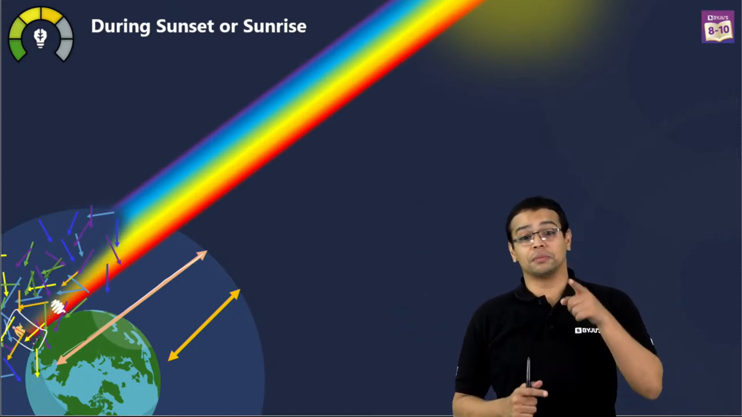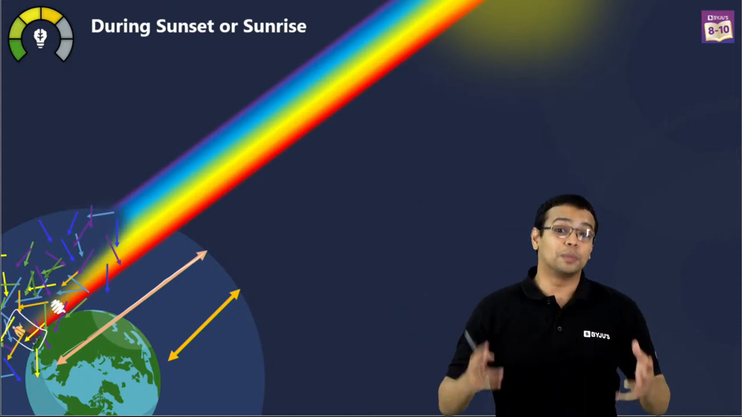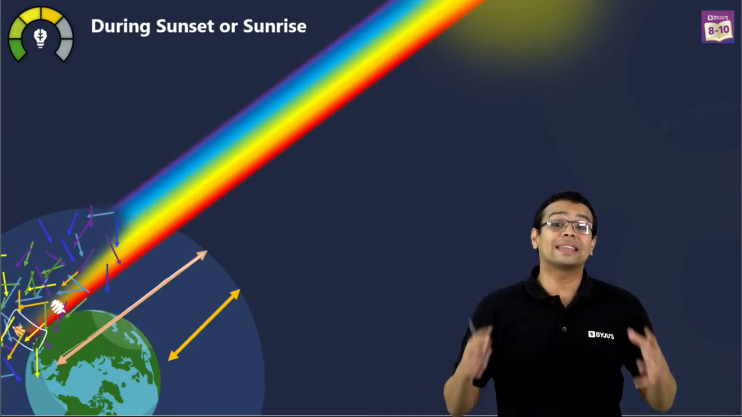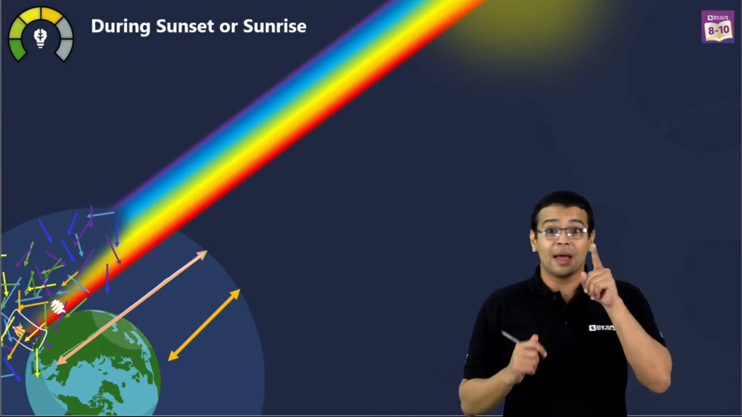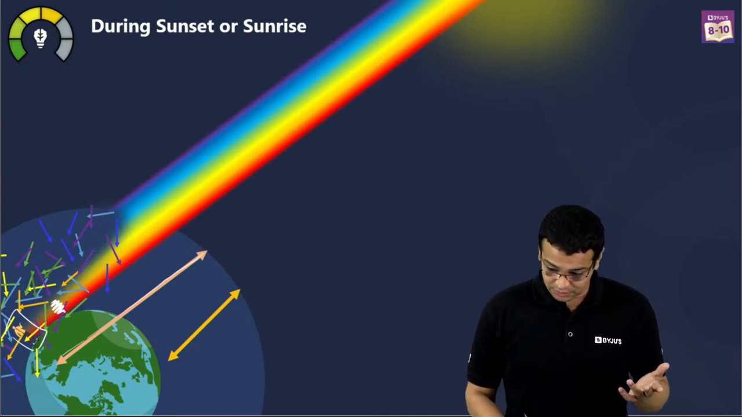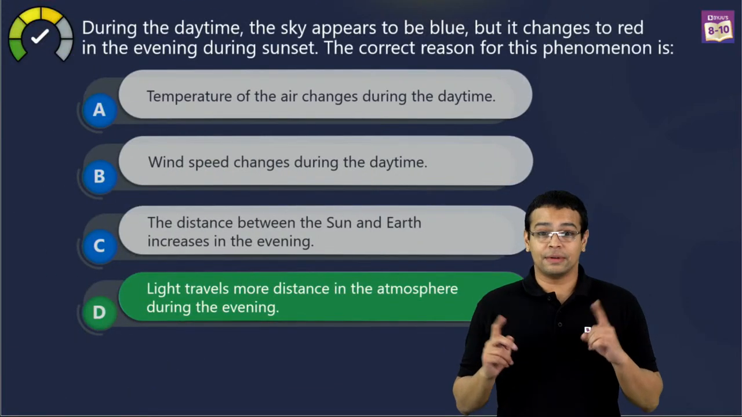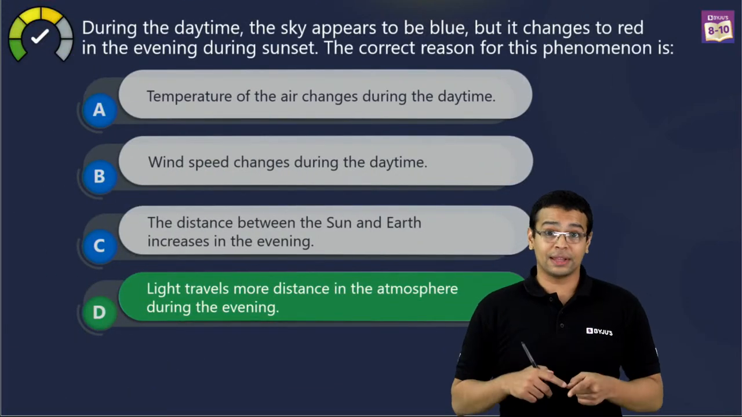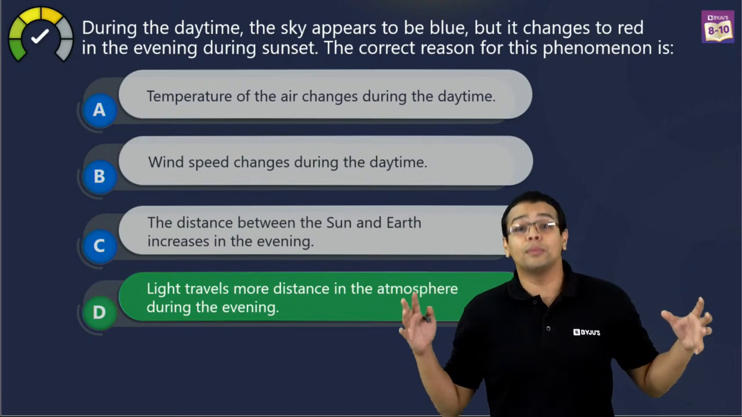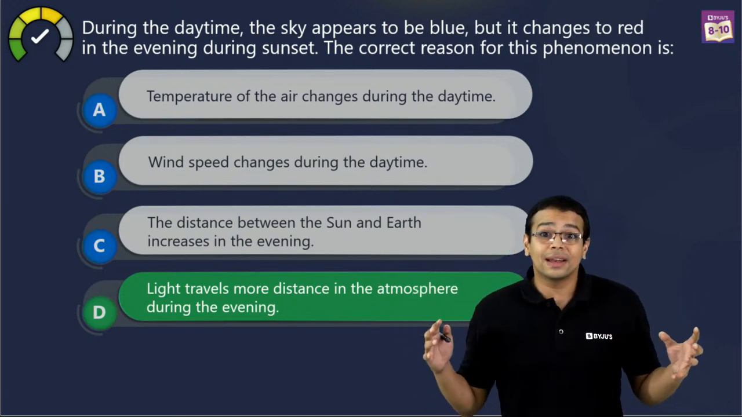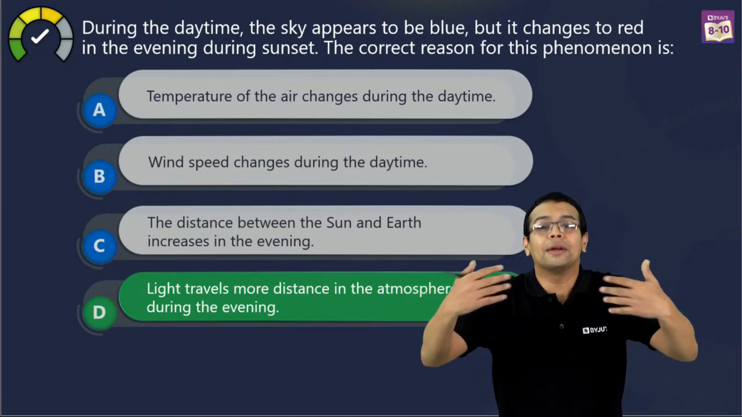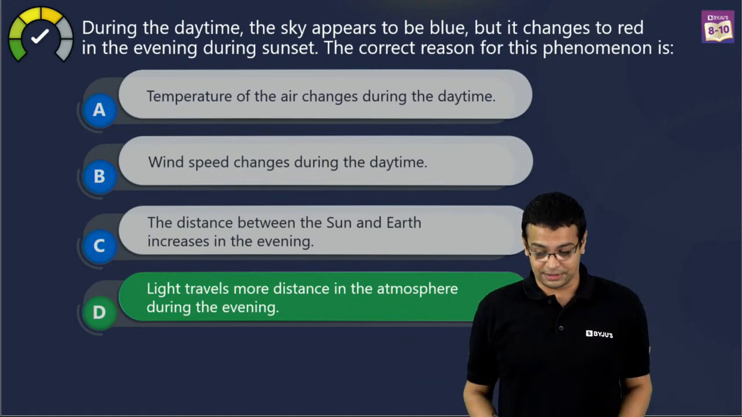Atmospheric refraction, yes. Atmospheric dispersion, yes. And atmospheric scattering. Predominantly scattering. But scattering was not an option given to us. What were the options? Light travels a greater distance in the atmosphere during the evening, therefore a longer time to scatter, therefore more particles that it encounters and more energies get scattered out. And that's the reason, right?